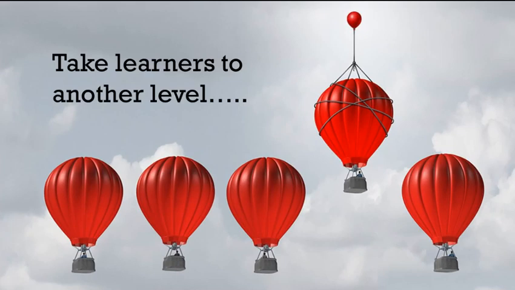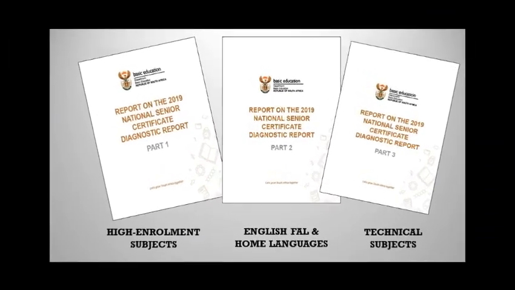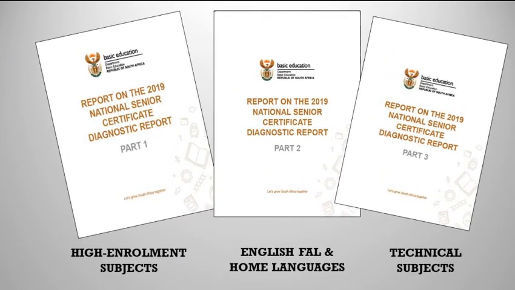These reports are contained in 3 publications. Part 1 consists of the 10 high enrollment subjects. Part 2 comprises English First Additional Language and the home languages. And Part 3 covers technology and technical subjects.